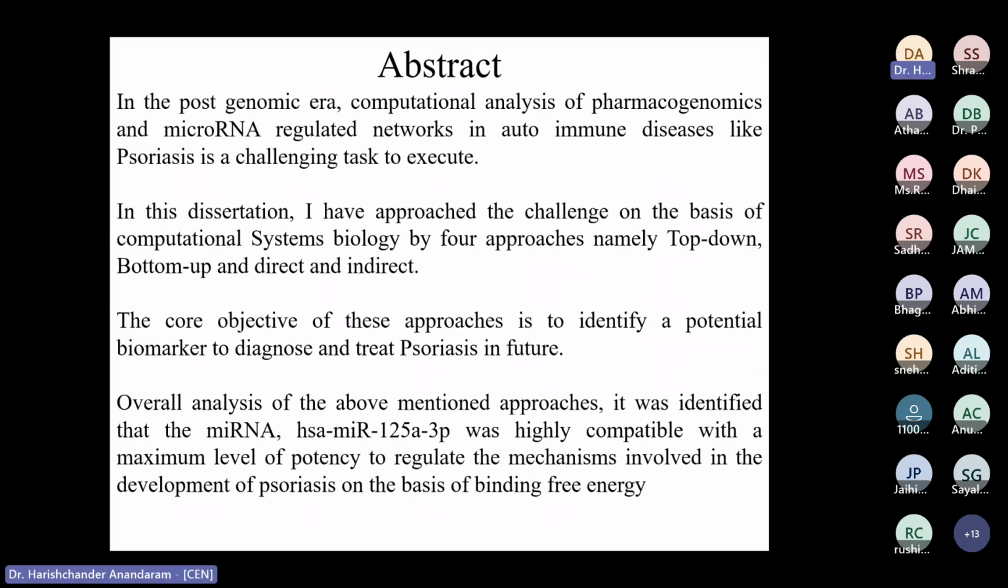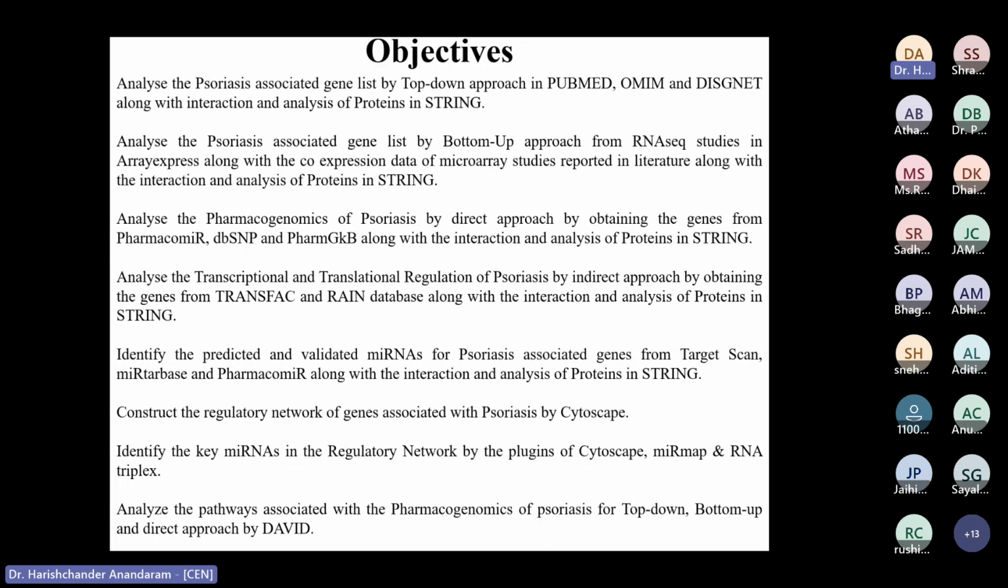So in the abstract, we needed to identify a computational approach. But when I was starting my PhD, there were only 1 or 2 approaches. We have given 4 alternative approaches to predict the markers. And we have found one particular mRNA marker, which is highly compatible and can be given to the wet lab people for further experiments based on the binding compatibility and the level of totipotency.